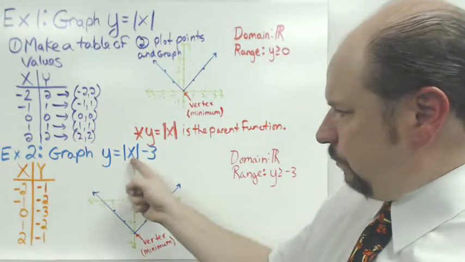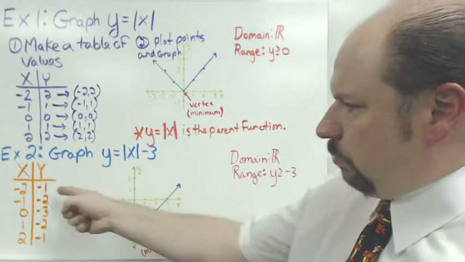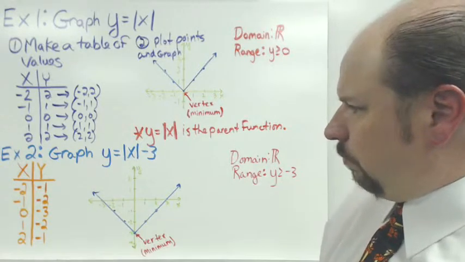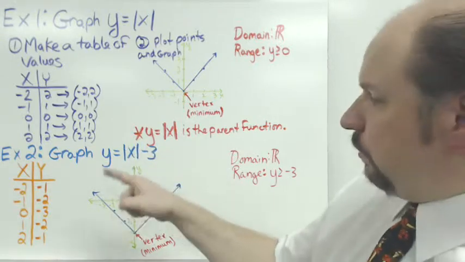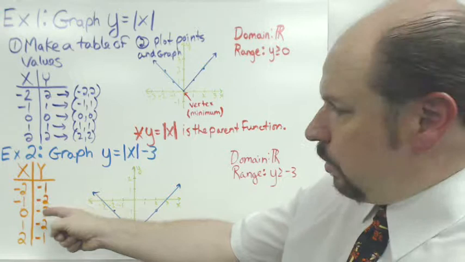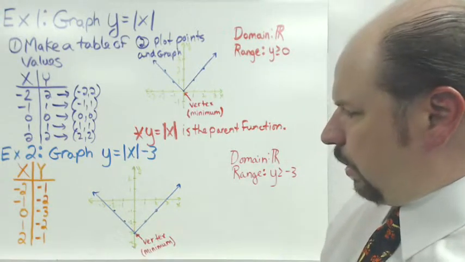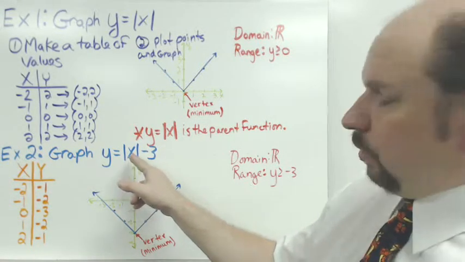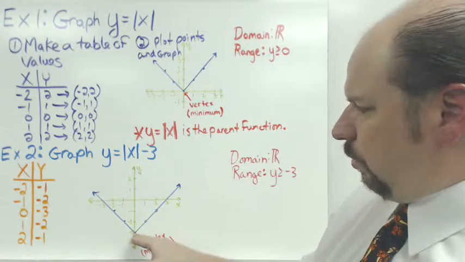So when I put in -2, this becomes 2 minus 3, which is -1. So we have the point -2, -1 right here. Okay, when I put in -1, it becomes 1, minus 3 becomes -2. So we have the point -1, -2. -1, -2 is right here. When we put in 0, absolute value of 0 is 0, minus 3 is -3. So we get 0, -3.